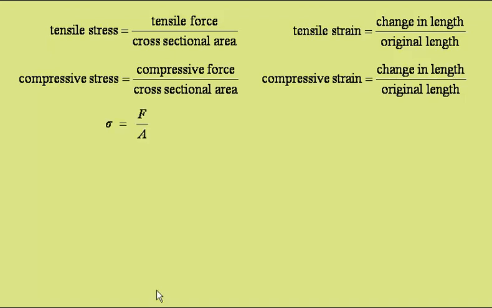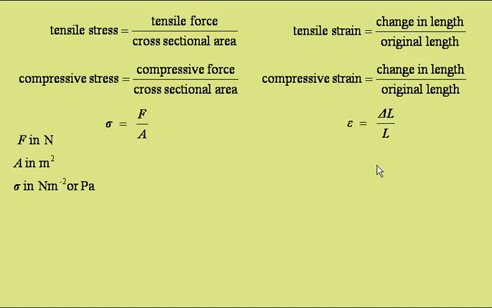The stress is given by this formula. The stress, be it tensile or compressive, is given the symbol sigma and is equal to the force applied divided by the area. The force is in newtons, the area in square meters, so the stress then comes out in newtons per square meter, but newtons per square meter are known as pascals.